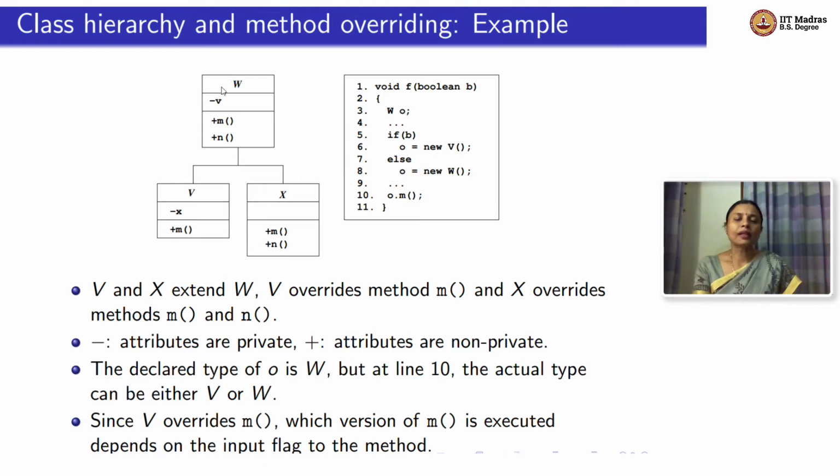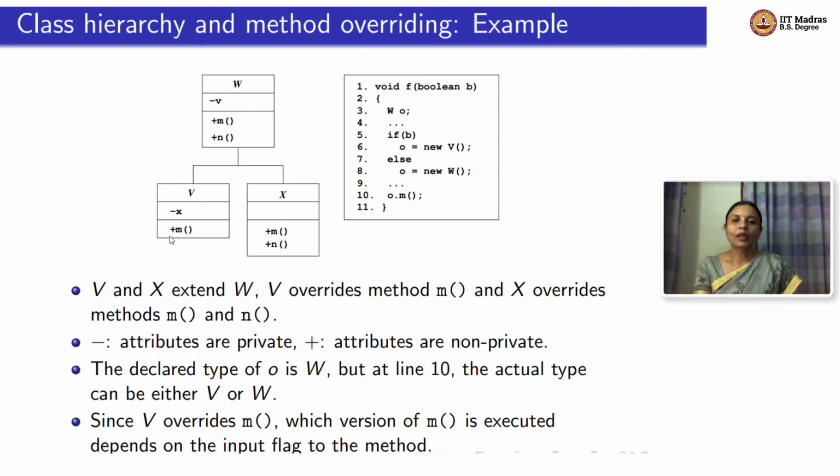In addition to that, W has a variable small v, and X has a variable small w, and class capital V has a variable small x. The minus sign before them, as we saw earlier, indicates that these variables are private to that class. And then there are a set of methods that are owned by the class. Class W owns a method M. It also owns another method N. And these plus attributes indicate that they are non-private.